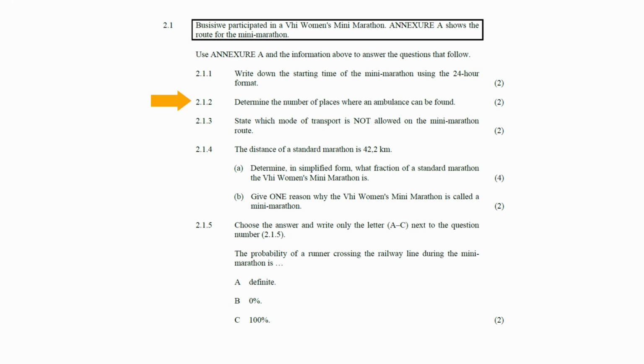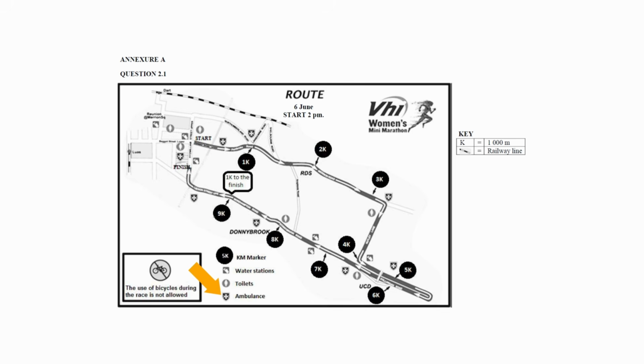In question 2.1.2, you have to determine the number of places where an ambulance can be found. The symbol for an ambulance is this. You can now simply count the number of locations where an ambulance can be found. The number of locations is 8.